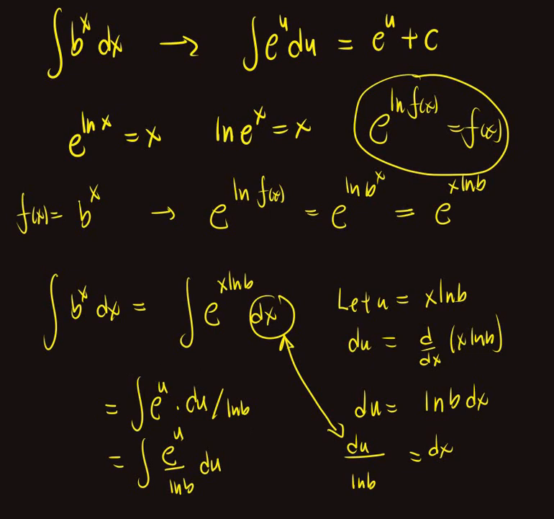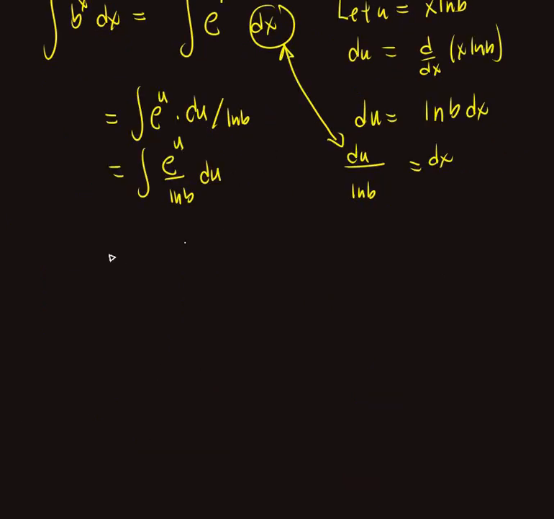Now we take the natural log of b outside the integral because it's a constant. It doesn't have an x, so we can take it out. We have the integral of e to the u du, and everybody remember that the integral of e to the u du is e to the u plus c. So this will be 1 over natural log of b times e to the u plus c.